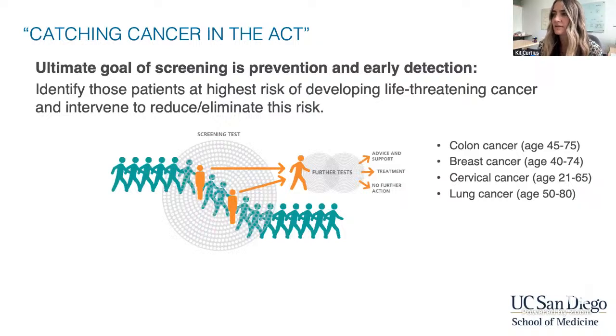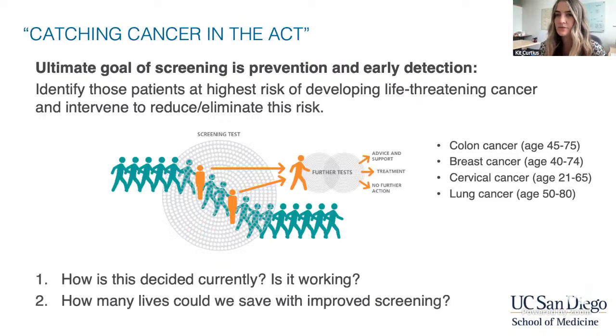And the ultimate goal of screening in cancer, as prevention and early detection, is identifying those patients at highest risk of developing life-threatening cancer and intervening to reduce or eliminate that risk. For various cancer types, we know that cancer screening is very effective, as I mentioned, and there are US guidelines and other national guidelines as well for certain cancer types, for example colon, breast, cervical, and lung, to start cancer screening at a certain age in certain high-risk populations, apply the test, see the result, and decide whether the patient can go on living their lives and not worry about cancer for a while, or potentially have some sort of intervention. So lots of questions that we focus on in my group are: how are these guidelines decided currently? Are they working very well? And how many lives could we possibly save with improved screening strategies?